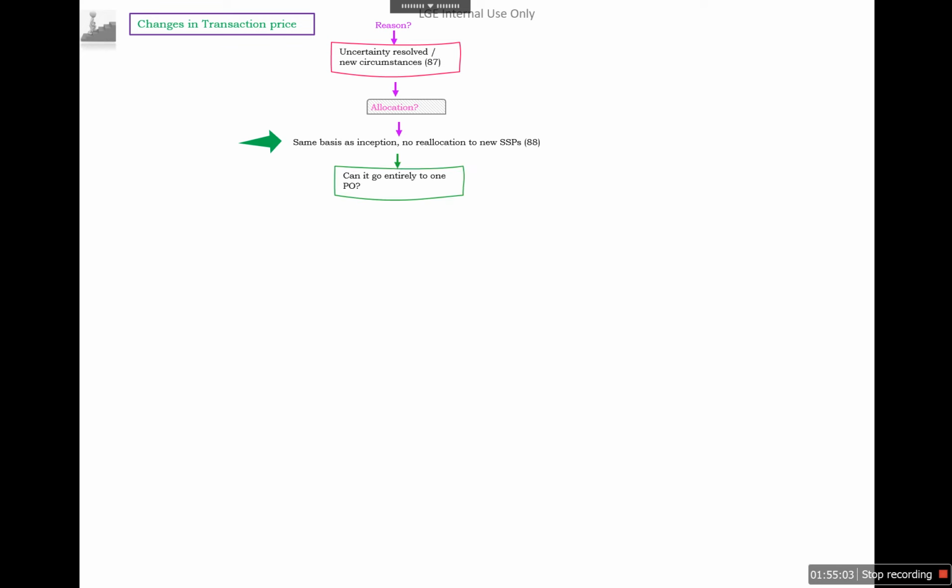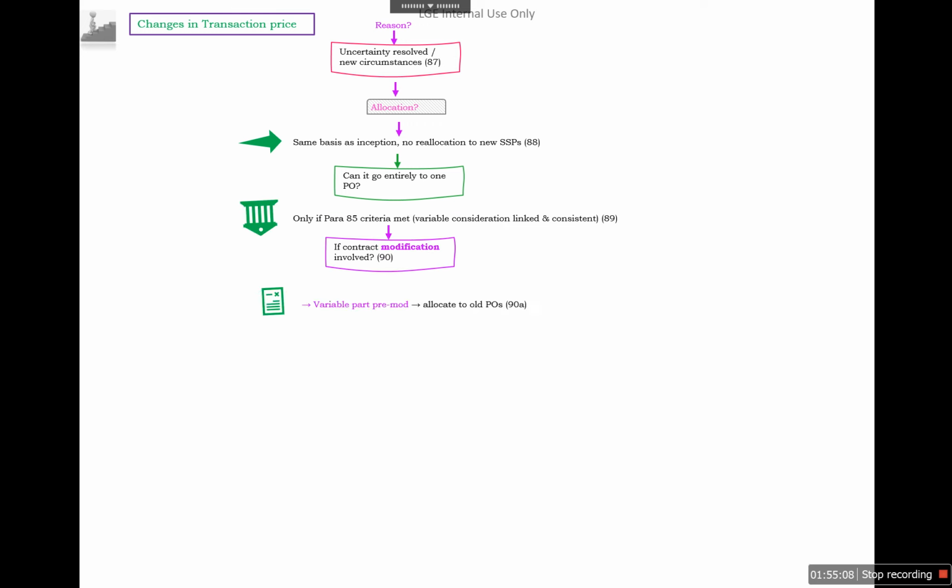If there is a change in the transaction price, for example because an uncertainty is resolved, we need to allocate it on the same basis as at inception, with no reallocation to standalone prices. Only if there is a modification, then we need to treat the variable part pre-modification as allocated to the old performance obligation.